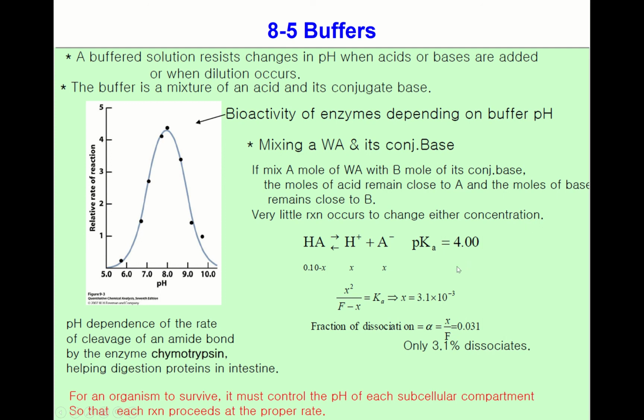Now let's consider this weak acid dissociation, whose pKa is 4.00. Let's say the formal concentration of HA is 0.1 molar, and it dissociates to give rise to x amount of protons and anion. We can set this equation and solve it, and then we can find the fraction of dissociation is around 0.031. Only 3.1% dissociates.